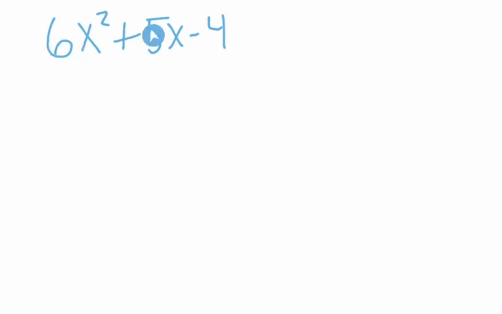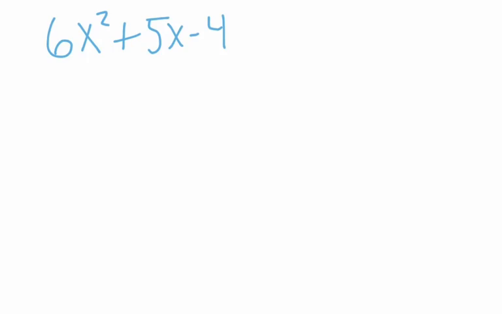I have an even number. 5 is a prime number. And so if you look at the 5, and 5 is not a factor of 6 or 4, then you know that there's no common factor. And of course, there's no x down here with the 4, so you can't factor out any x there.